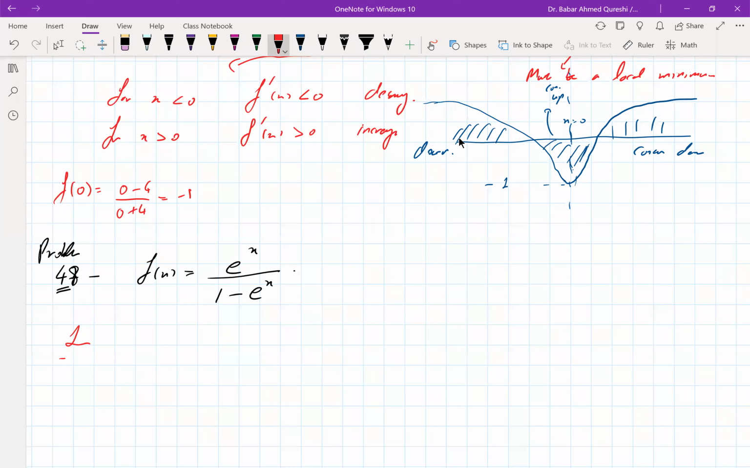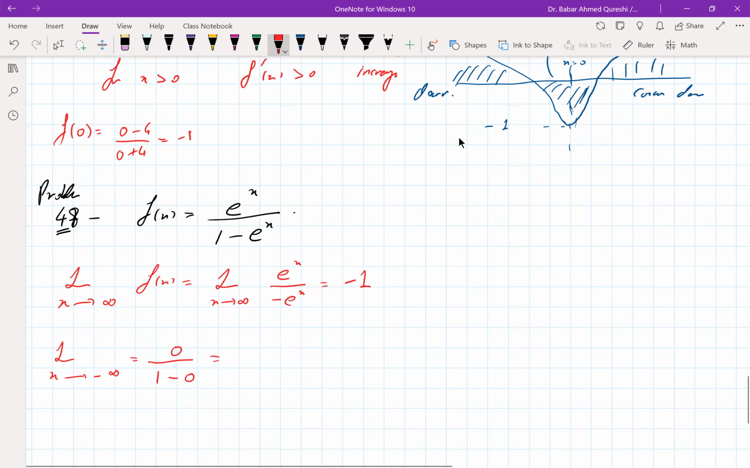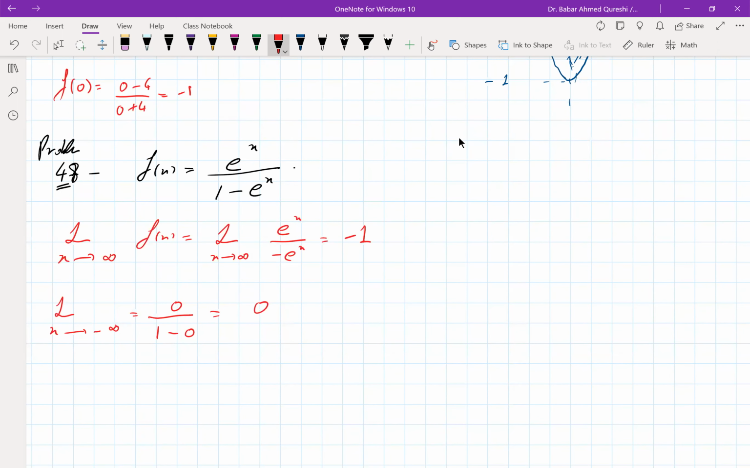So this guy, when I find the asymptotes, for large x, they both are blowing up. So I can ignore this. I have this form, so they cancel. So it gives me minus one. And on the other side, this goes to zero. This goes to zero as well. So it's zero. That's the asymptote. So that means over here it's somehow going to go to zero, I don't know, from here or here. And from this side, it's going to go to minus one.